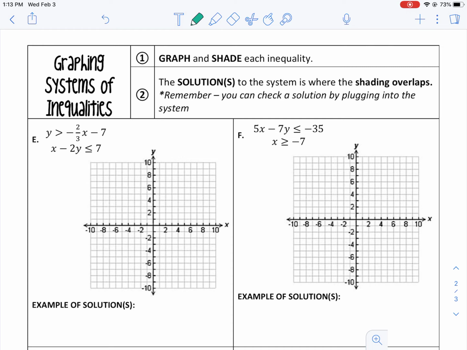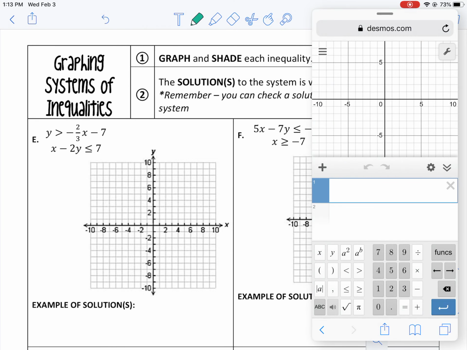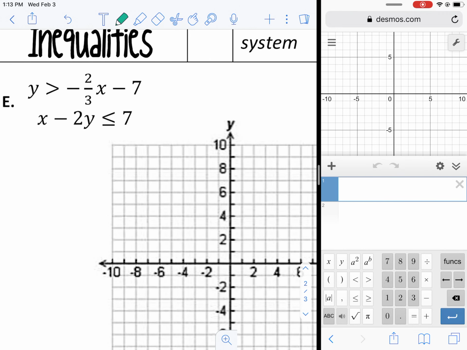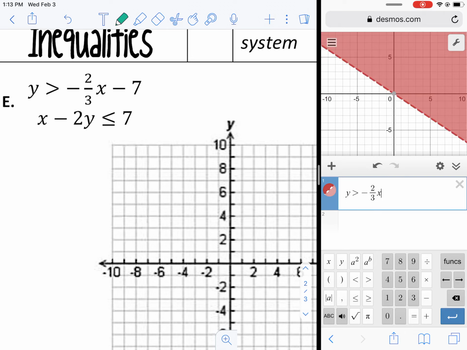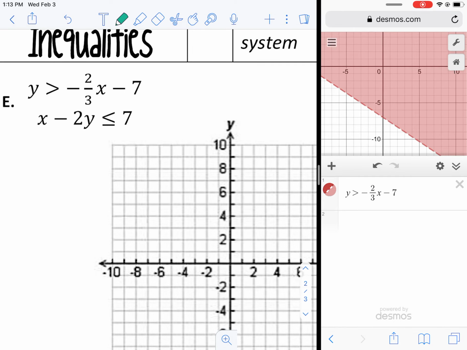But basically what I want to get to is for a system, all right, you're going to have multiple lines, multiple shadings, all right? And since we're just having you guys do this, we're going to show you, again, how to do it on Desmos. Desmos is a big help. So what you're going to do, all right, is we are going to graph the lines, all right? So we've got y, so we have to use the right signal. So we got greater than negative 2/3 x, and see how it's shading for me, minus 7. So that's what this looks like. Now, really, you should be able to graph it yourself, but we're kind of showing you the shading part.